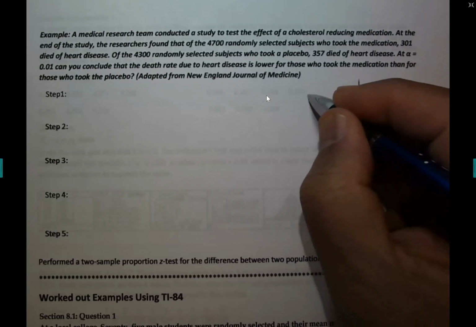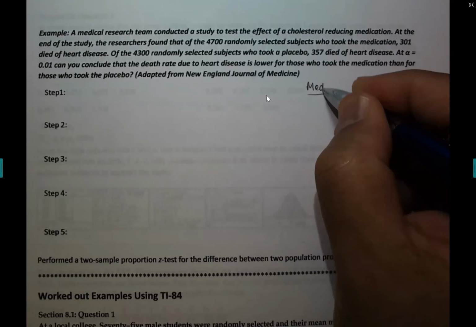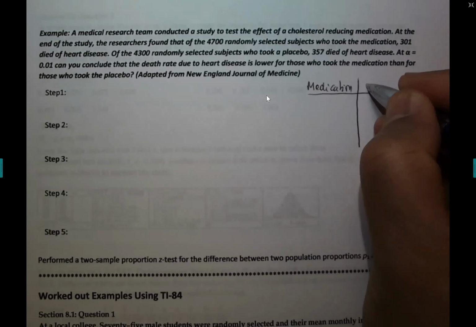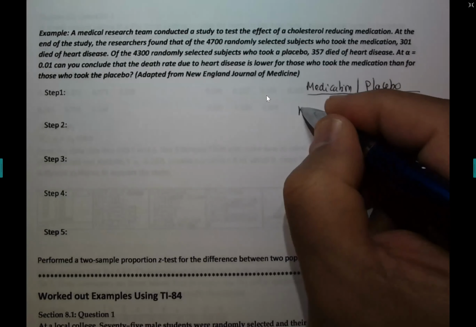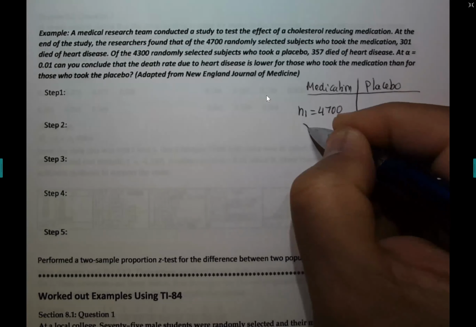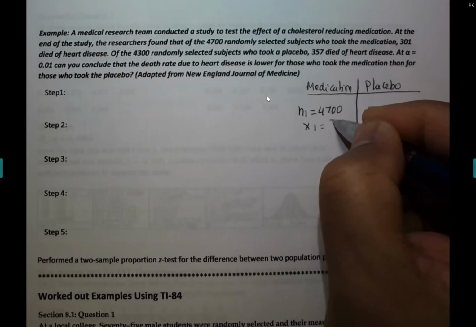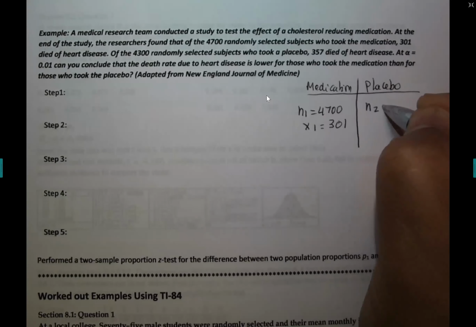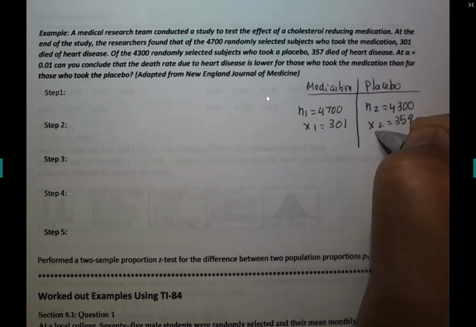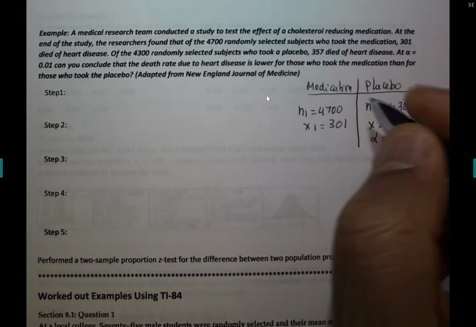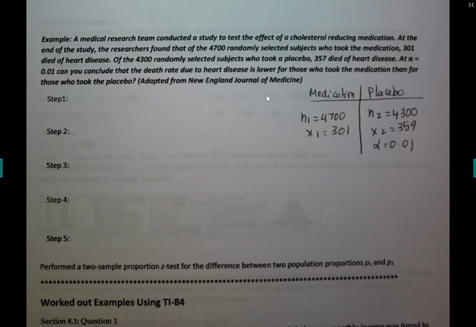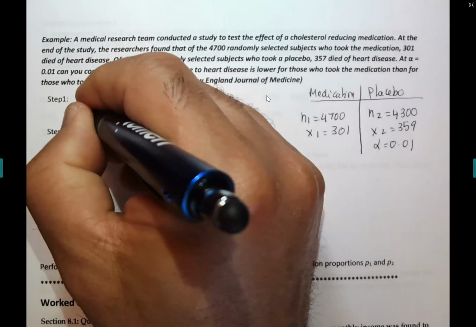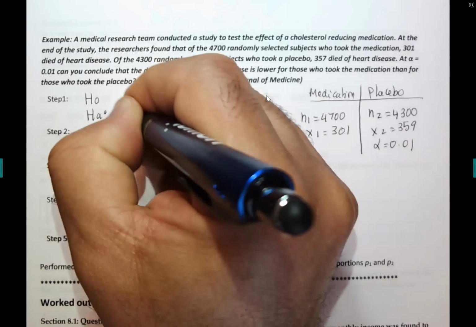So let me just do it right here, guys. Give you the table. Medication. It will help you if you do that when you enter stuff into the calculator. Okay, how many did we take? N1 was 4,700 and X1 was 301. For N2, it was 4,300, guys, and X2, 359, and alpha is 0.01. That's all I need. And I need to check that the rate of death from medication is less than the rate of death from placebo. So I agree with what you said. P1 is less than P2.